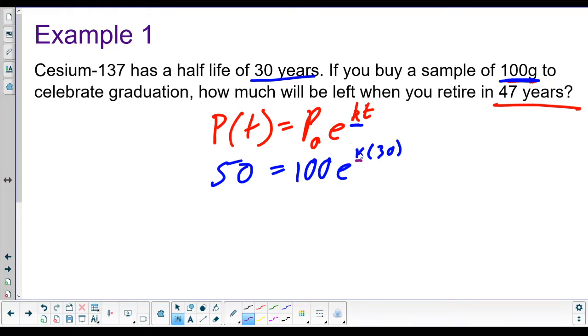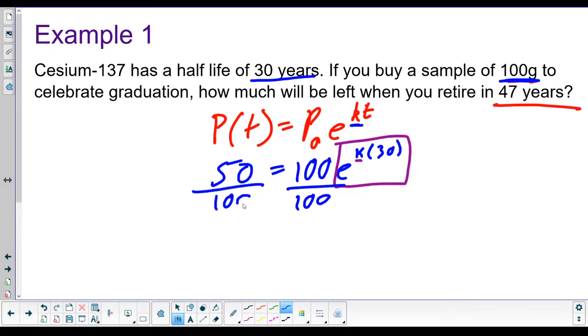So you're solving an exponential equation. So our base with the exponent is just this piece. So we need to isolate that first. So we're going to divide both sides by 100. The hundreds cancel. 50 over 100 is 1/2. I'm going to just put 0.5 because we're going to be doing most things in decimals today anyway. And that equals e to the k times 30.